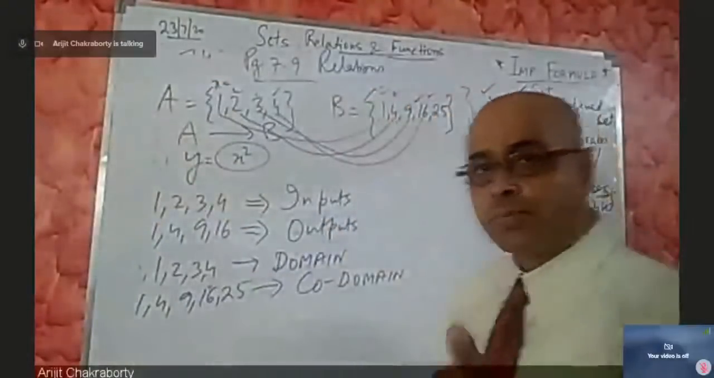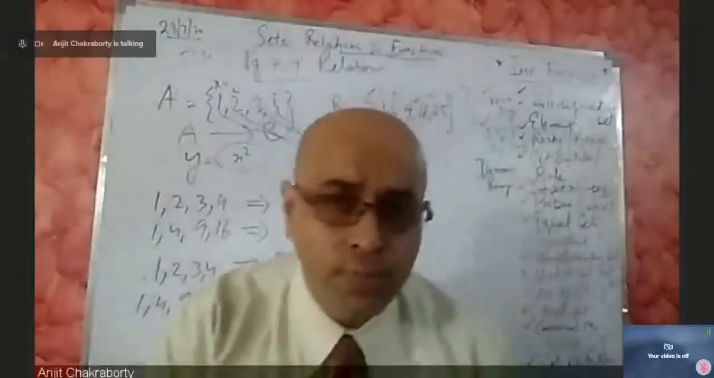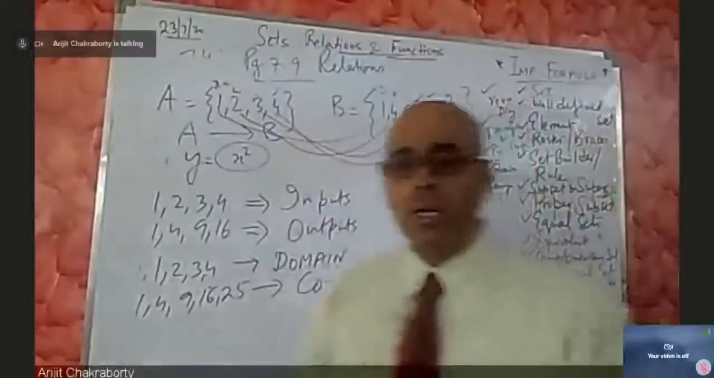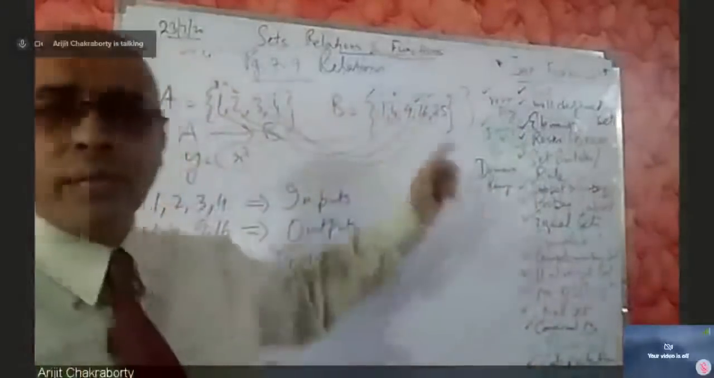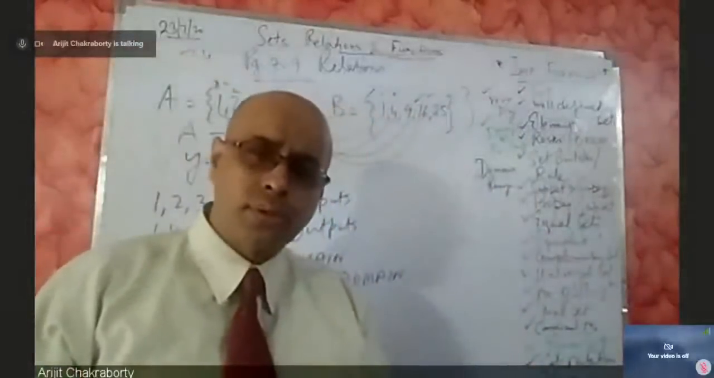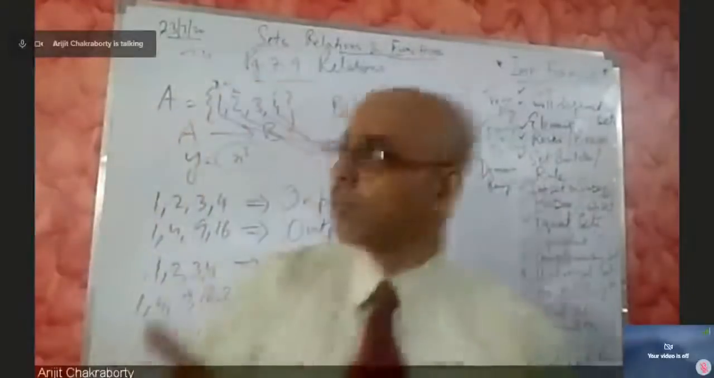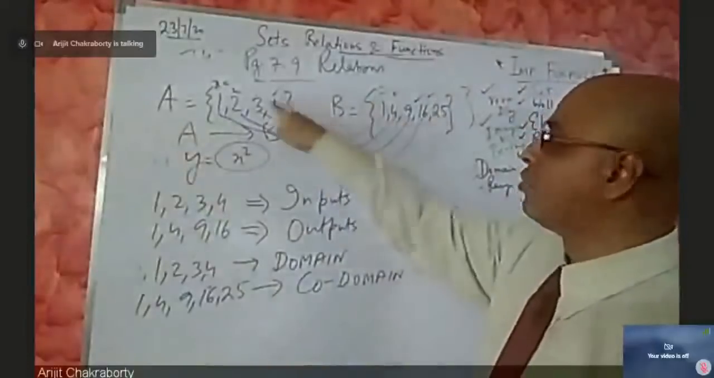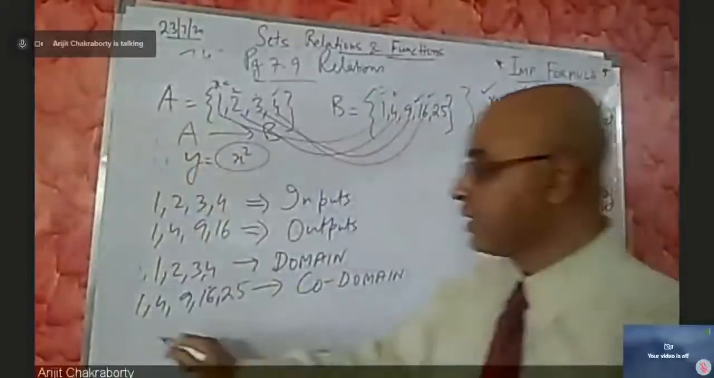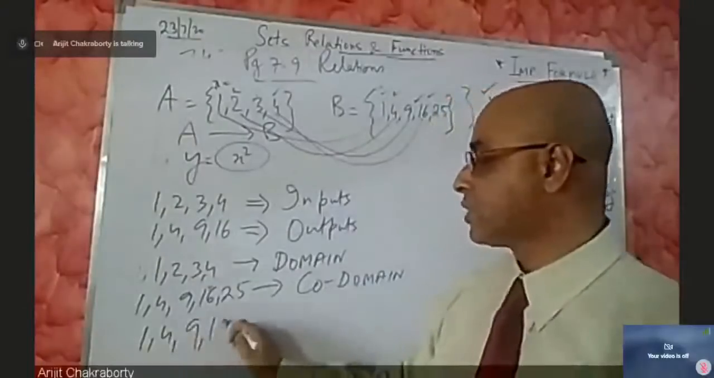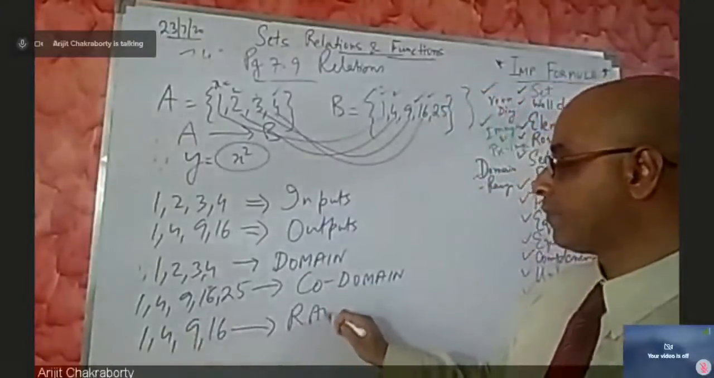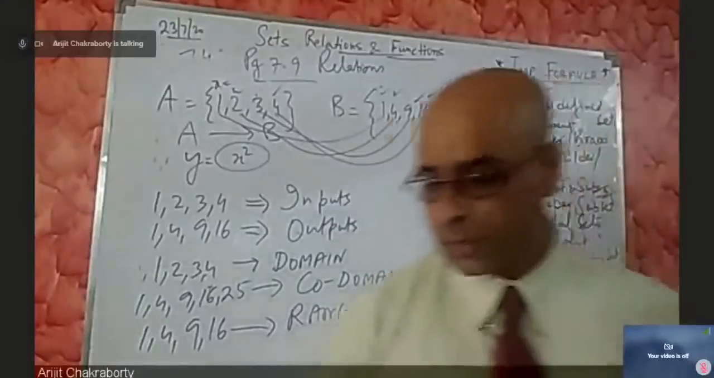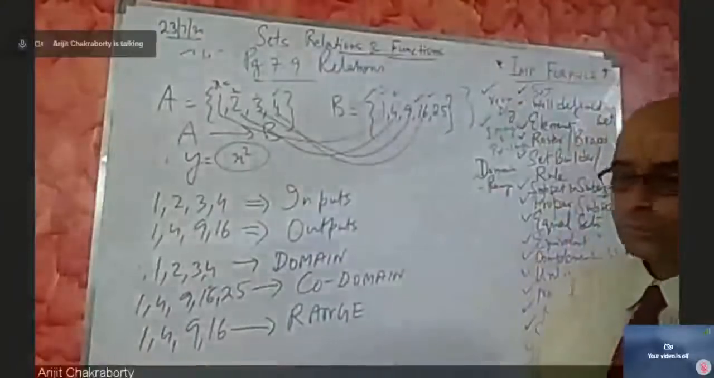But the real output, please see the difference: potential output and real output. I have the numbers 1, 2, 3, 4. I have added 25. 25 is only a potential output. But the real output is 1 for 1, 4 for 2, 9 for 3, 16 for 4. So the real output is 1, 4, 9 and 16, and this is called the range. Please note it down.